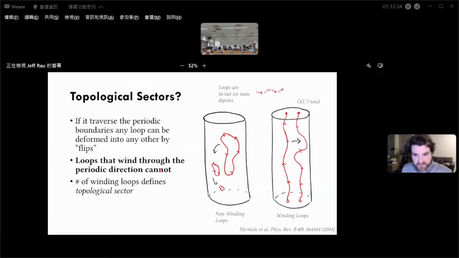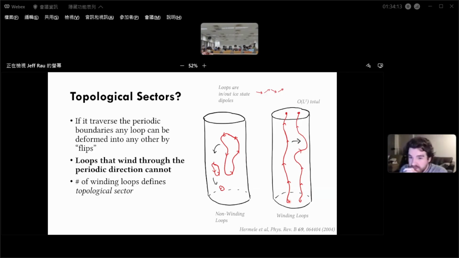Loops that wind through the periodic direction do not have this property. They cannot be deformed into any other loop, right? So if I instead had a system with periodic boundary conditions, and so for this cylinder, imagine this bottom and this top are periodically connected, my loop doesn't have to just close up like this. It can go all the way around through this periodic direction and come back, right? And so by applying these loop flip operators, I can deform this string, but I can never get it unstuck from going through that periodic boundary condition, right? I can make it wiggle around, deform it however I want. It will still always be wound through that periodic boundary condition, okay?